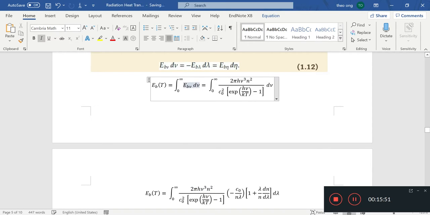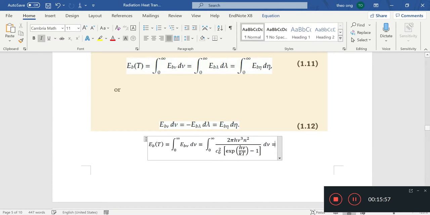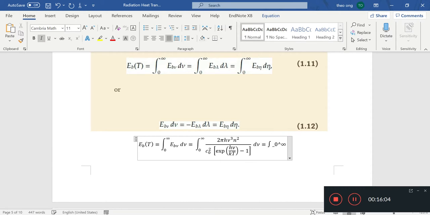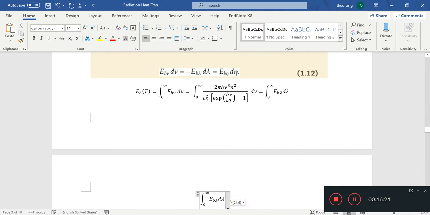Now, we also say the same thing here. If we want to do it in terms of wavelength, that's what we need to do: the integral from 0 to infinity of E_b lambda d lambda.